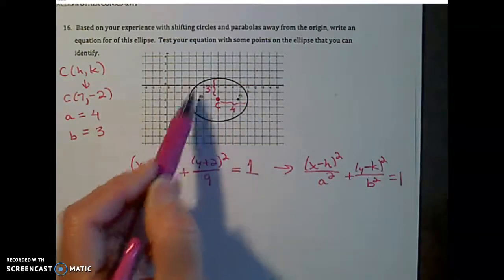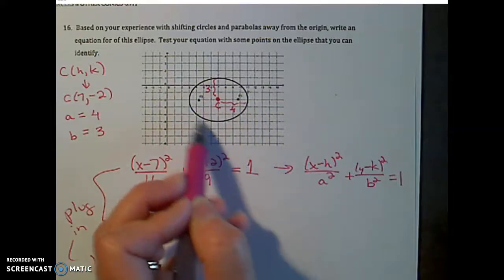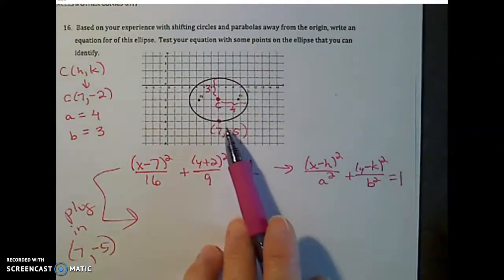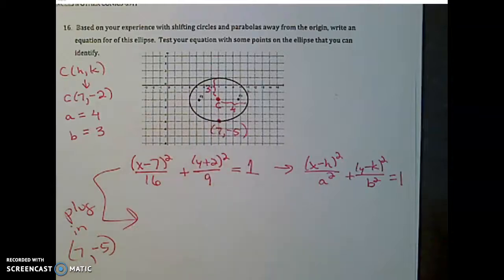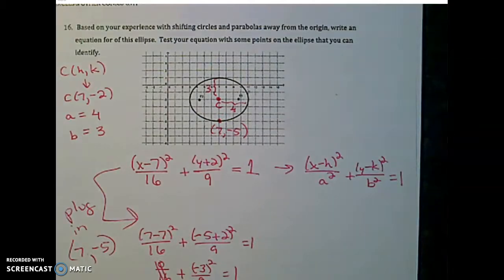Can you find one point actually on the ellipse and plug it into that equation and see what happens? Plug in an actual point on that ellipse. I will pause. I found this point, 7, -5, is actually on my ellipse. Notice what happens when I plug in 7, -5 into that equation that we just found. -5 plus 2 squared over 9 equal to 1. That's 0 over 16 plus -3 squared over 9 equal to 1. That's 0. That's 9 over 9, which is equal to 1. And it works when we plug into our equation.